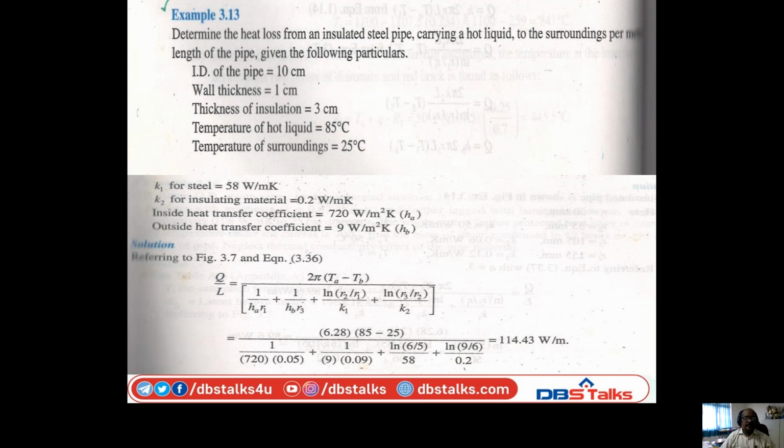Delta T is nothing but T1 minus T2. R means 1 by 2 pi h R1 plus 1 by 2 pi h R2 plus log R2 by R1 by 2 pi K, like this. If you simplify, you will get this formula. This formula is available in the data book. In this formula, all the information is given in the problem. You have to substitute and find out what is the heat transfer in a composite cylinder.